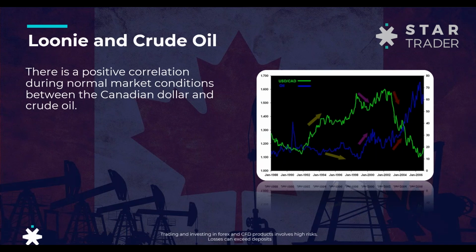So when the Canadian dollar goes up, or increases in value, that will lead the pair, which is USD/CAD, US dollar Canadian dollar, to go down. Why? Because it's an inverse pair. That's what we can see in the chart on the screen here.